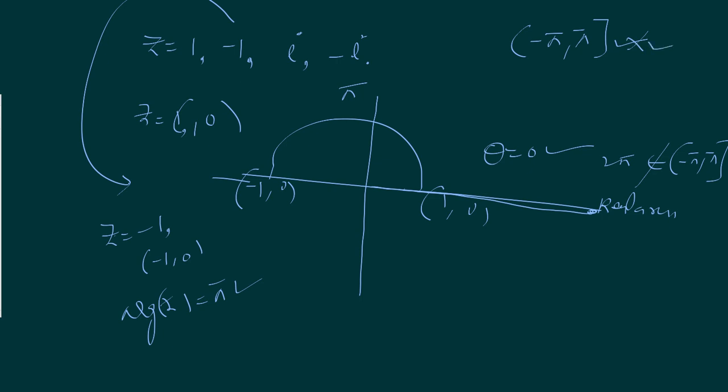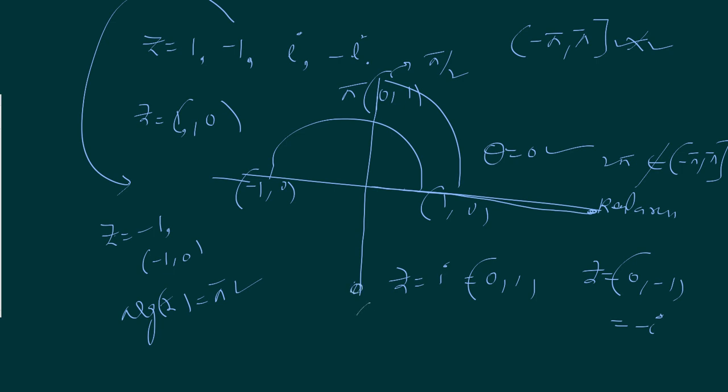So remember this box. Now suppose z equal to iota is given, the point (0, 1). See where it lies. This is nothing but pi by 2. Suppose z equal to 0, minus 1 is given, that is minus iota. It is somewhere here. So this is minus pi by 2. So in short, for 1 the argument is 0, for minus 1 the argument is pi, for iota pi by 2, for minus iota minus pi by 2, right?